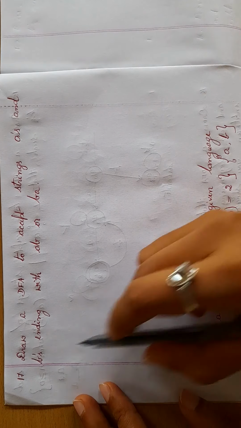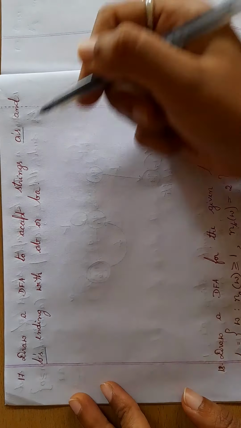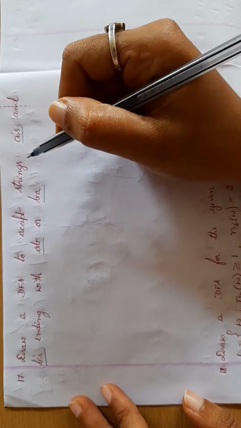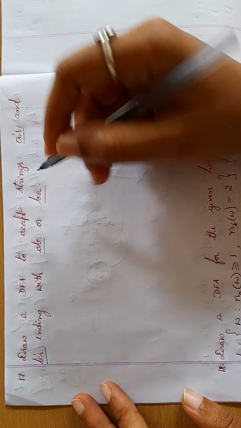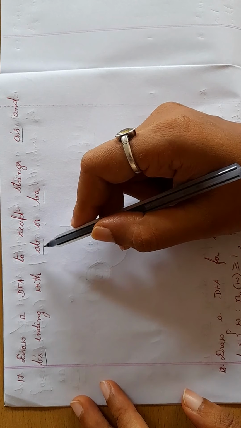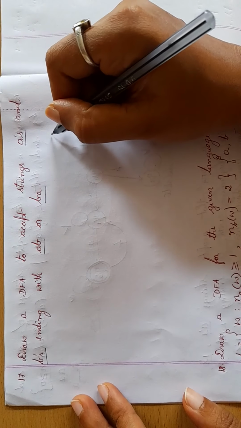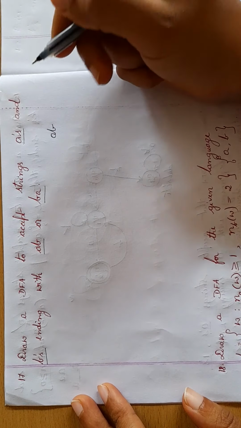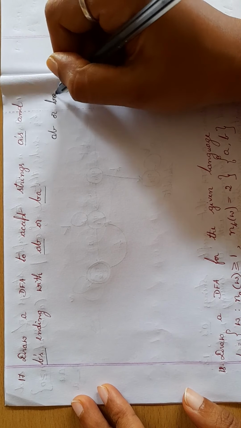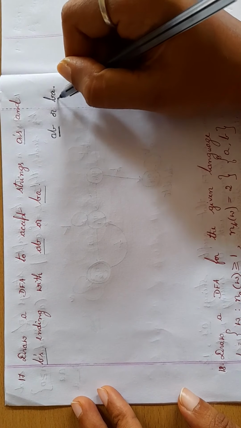The next problem: draw a DFA to accept strings of A's and B's ending with AB or BA. In previous problems, we had only one condition, like ending with AB or ending with BAB. Here they have given two strings. So it can either end with AB, which is one base condition, or it can end with BA, which becomes one more base condition. So I have to consider this one as well as this.